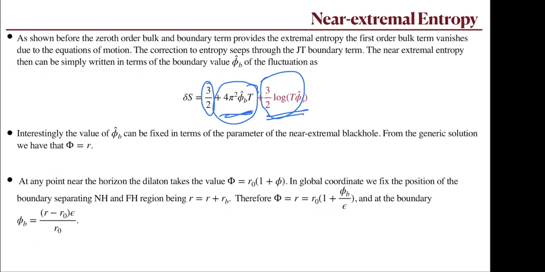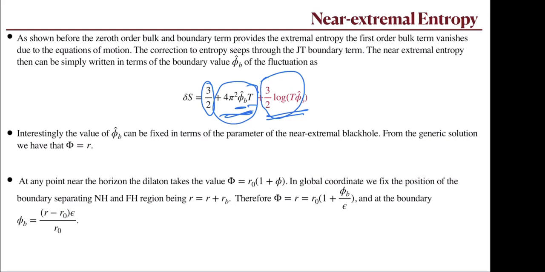So far you see that we started with STU, went to the near extremal limit, and our whole idea was that probably the entropy cannot be fixed, because the attractor mechanism does not hold. So the near extremal entropy can depend on the values of the scalar at the horizon. So far what we have seen is that it only depends on phi b hat. So if we can calculate phi b hat, we are done. We'll see that the near extremal black hole entropy is also fixed in terms of the already known charges and, additionally, the temperature. Okay.